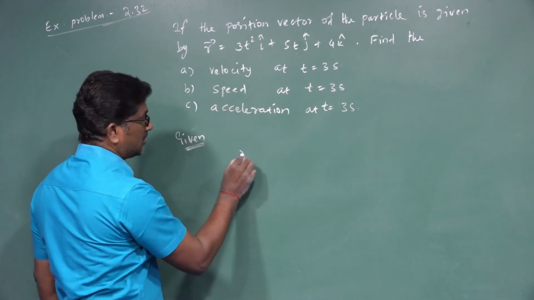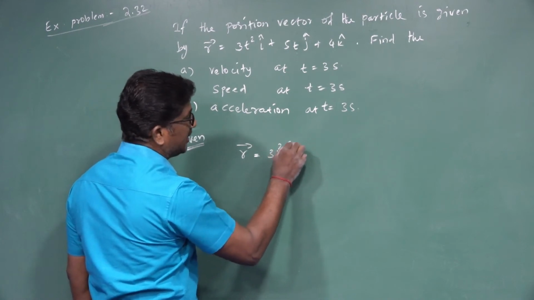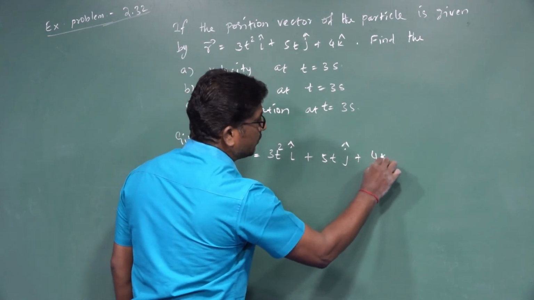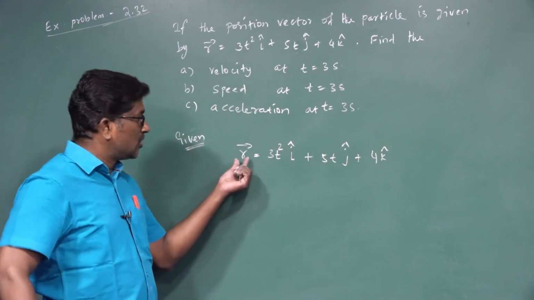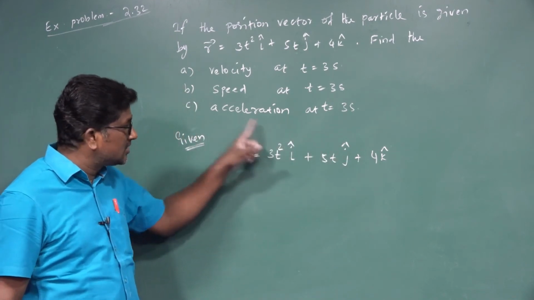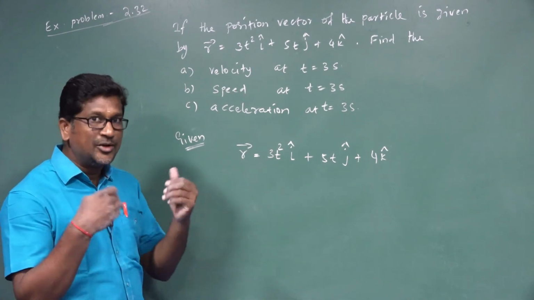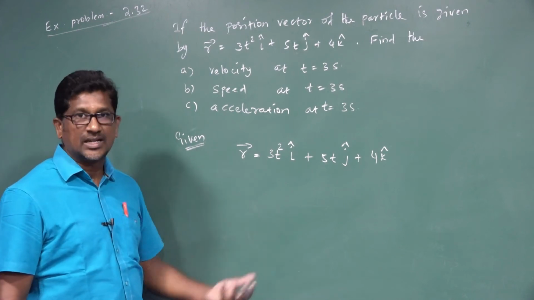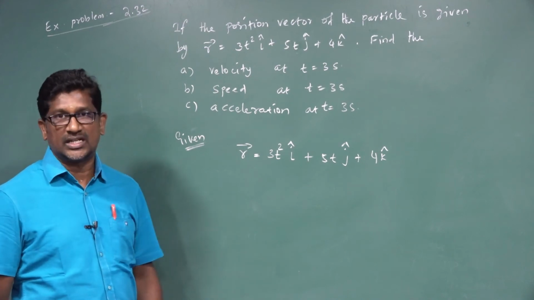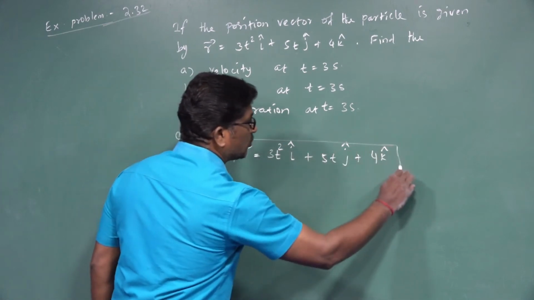Only the position vector. Position vector r vector is equal to 3t square i cap plus 5t j cap plus 4k cap, right? From this equation it is clear that this is a time dependent position vector. If the time value changes, automatically the position vector value also changes. That is why it is called a time dependent position vector. So the given value is only the position vector.